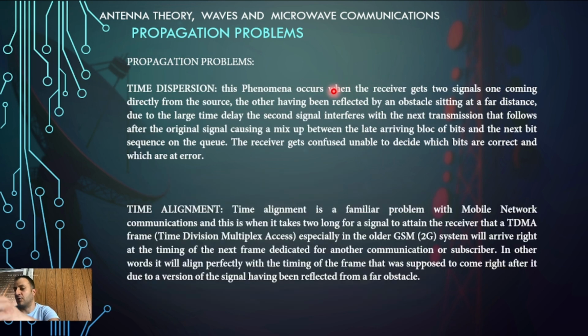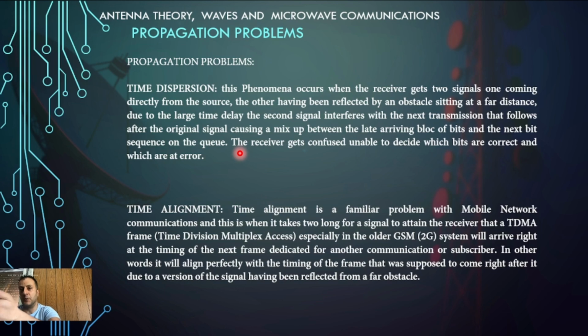Time dispersion. This phenomenon occurs when the receiver gets two signals, one coming directly from the source and the other having been reflected by an obstacle sitting at a much greater distance. Due to the large time delay between the two, the second signal interferes with the next transmission that follows the first signal. So it's arriving almost at the timing of the second signal. Both the next signal and the original signal that is arriving after a long delay mix up with each other. So you have a binary mix-up. The bits mix up together, and the receiver can't decide which bits are correct and which are not. That's the problem here.